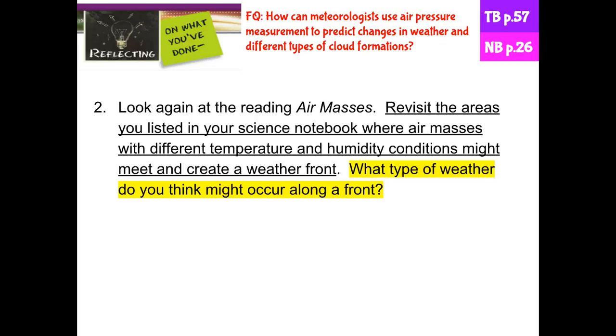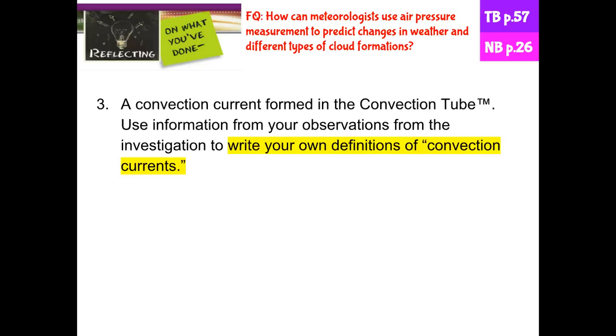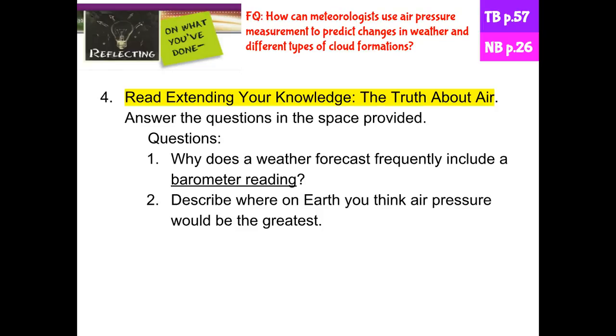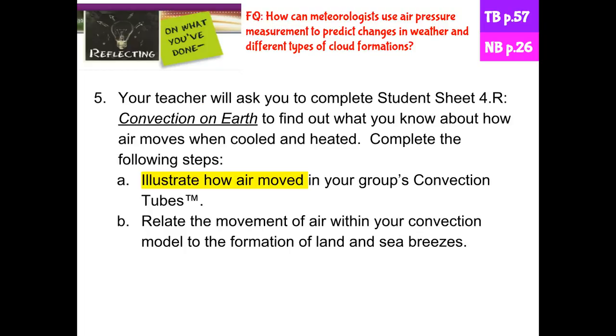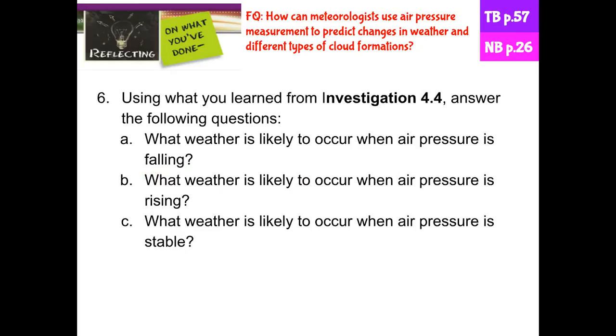All right, so revisit your science notebook and the textbook also. You're going to look at the convection currents formed in the tubes and use your information. You're going to write your own definition of convection currents. Step 4 is reading Extending Your Knowledge, the Truth About Air, and answering a couple of questions. Step 5, you're going to go to a student sheet. It has those convection tubes on there, and you're going to illustrate how they move, and you're going to relate the movement of air within those convection tubes to the formation of land and sea breezes.